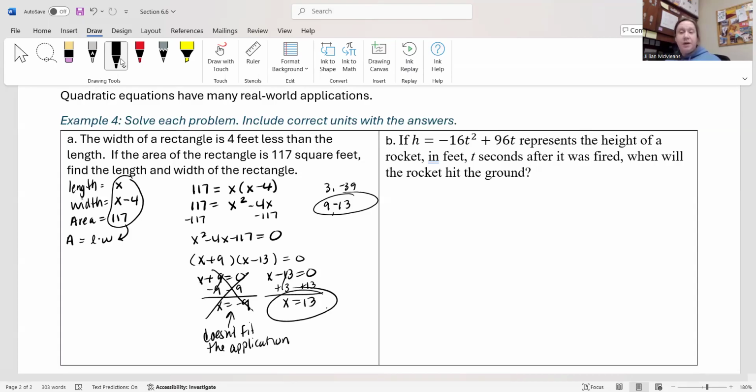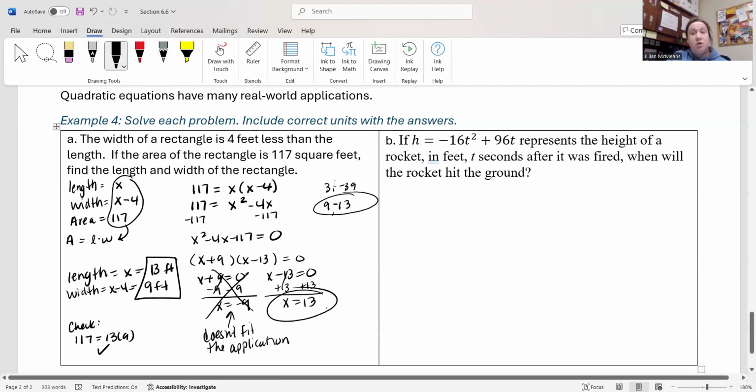But when you're solving an application type problem, you can't just solve the equation and stop there. You always have to relate your answer back to the application itself. So we know that we had that length was equal to x, and we now know that x is 13 feet, okay? We know that width was x minus 4, or 13 minus 4, which is 9. So we now have the dimensions of this rectangle, and if we wanted to check it, we easily could. We could say, okay, is 117 equal to 13 times 9? Yes, it is.